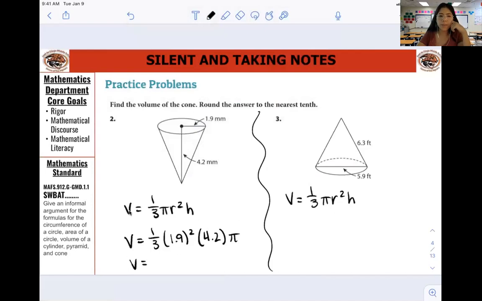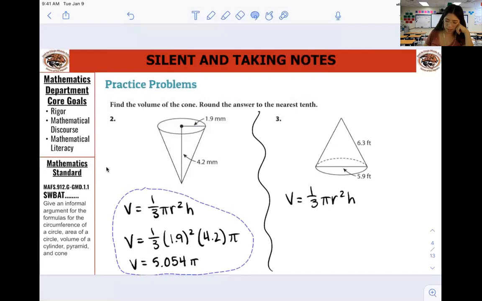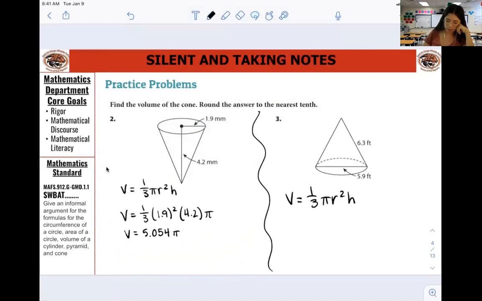All right, so for the first one, after you've plugged it all into your calculator, you should get 5.054 pi. But when I round that to the nearest tenth, what do I get? Not quite, Perla, because what is the 0? Yeah, the 0 rounds up, so we get 5.1 pi millimeters cubed.